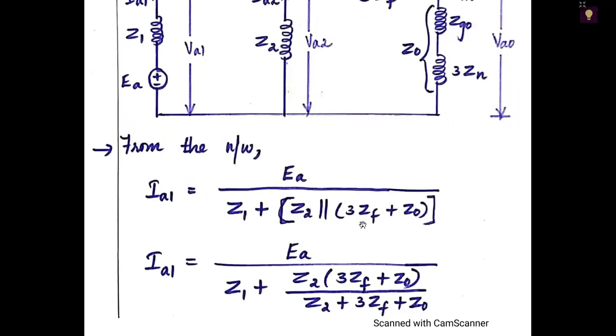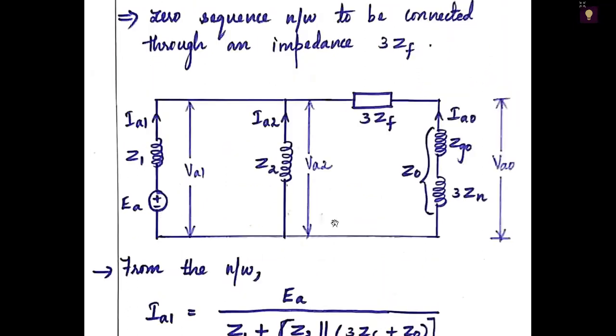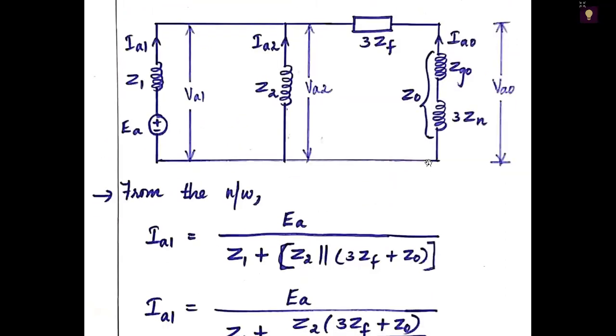Now we know the impedance, and we know the voltage in the circuit. It is EA. So you can write the current IA1, which is supplied by this positive sequence EMF, is equal to EA divided by the equivalent impedance. Now, since the denominator is a little complex, including more impedance terms, we are writing the other two currents, IA2 and IA0, using the current division rule of the circuit.